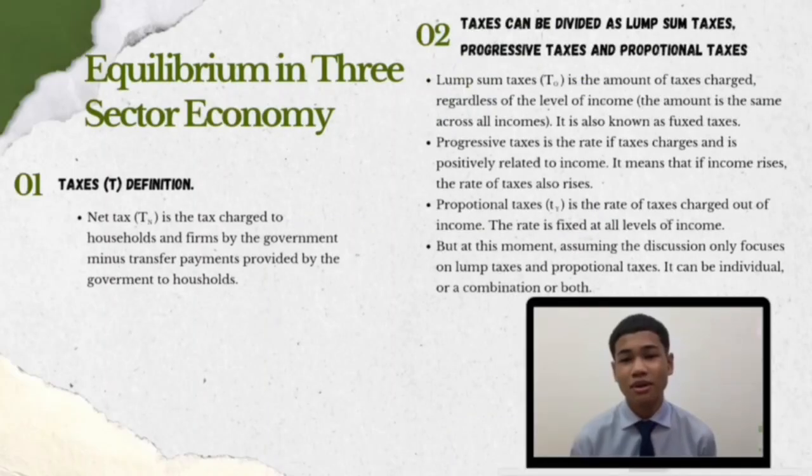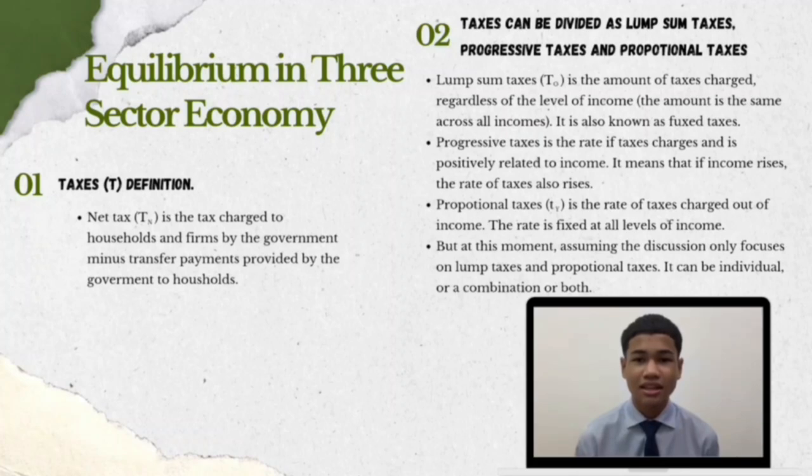Here, I will explain equilibrium in a three-sector economy. In a three-sector economy, there is tax. The definition of net tax is the tax charged to households and firms by the government minus transfer payments provided by the government to households.